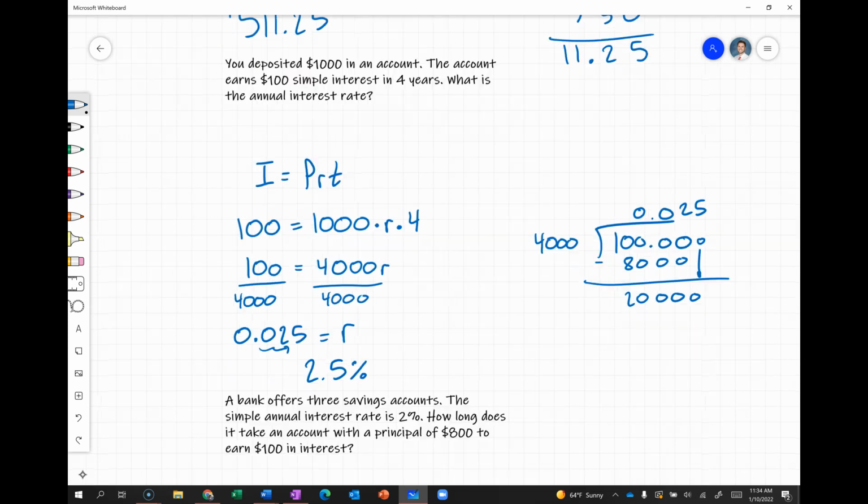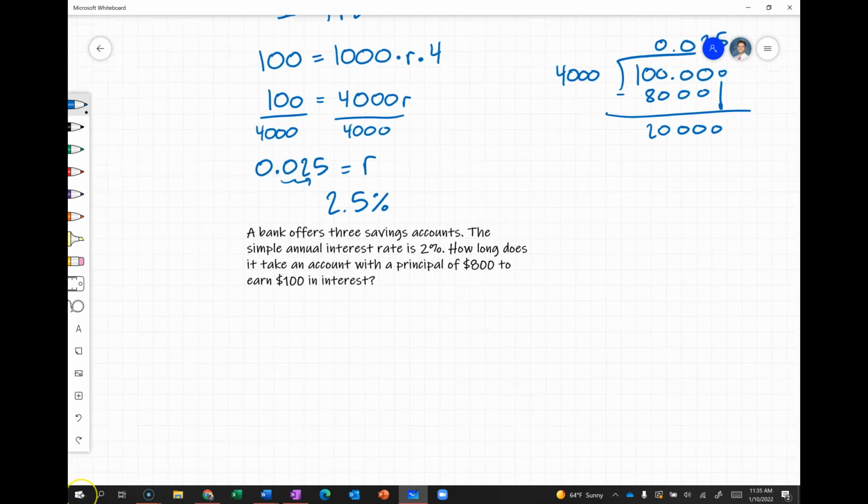All right, looking at another example. A bank offers 3 savings accounts. For this savings account that we're looking at, the simple annual interest rate is 2%. How long does it take an account with a principal of $800 to earn $100 in interest? So in this one, we're given P, the principal, is $800. We're given R, the rate is 2%. And we're given I, the simple interest, is $100. We want to know T. How long is it going to take to make $100 in interest?